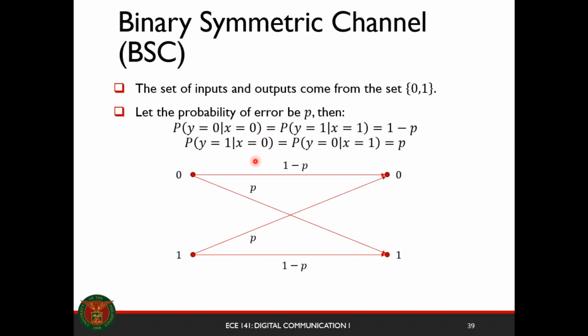For example, your binary symmetric channel. The set of inputs and outputs only come from the set of 0, 1. Let the probability of error be P. So the probability of correct decision is 1 minus P, and the probability of error is P. That means from 0, it will become 0 with the probability 1 minus P at the output. From 1, it will become 1 at the output with the probability 1 minus P. So from 0 to 1 and 1 to 0, the probability is P, as you can see in this figure right here.